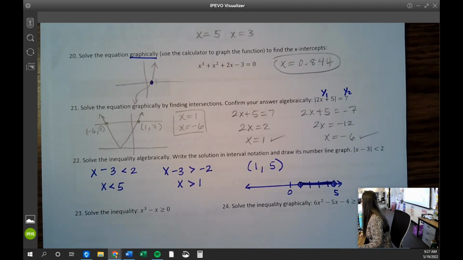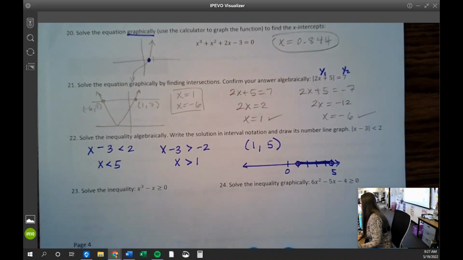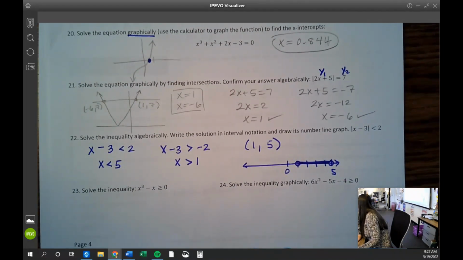How'd we do? Nice. Dylan? I had the right idea. Okay. How'd you guys do this one? There's lots of ways you could go about it. I'll show you the way that I would do it.